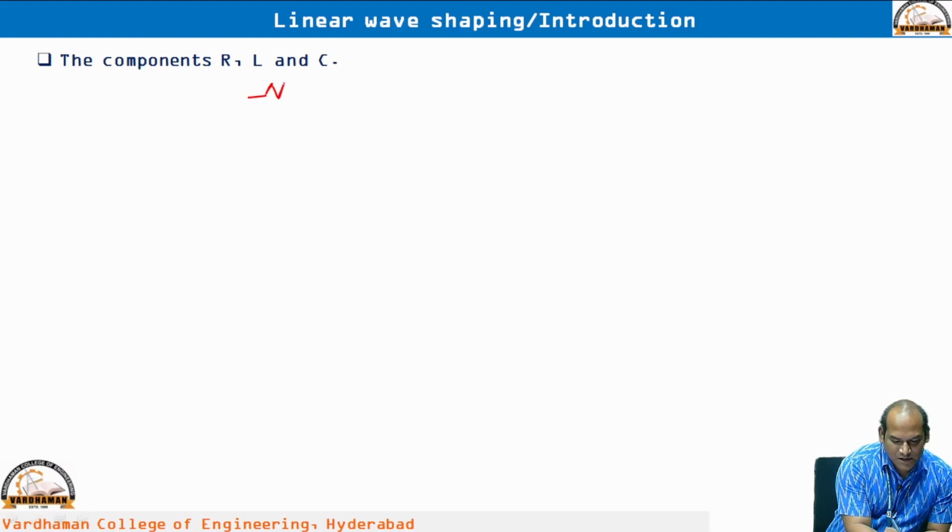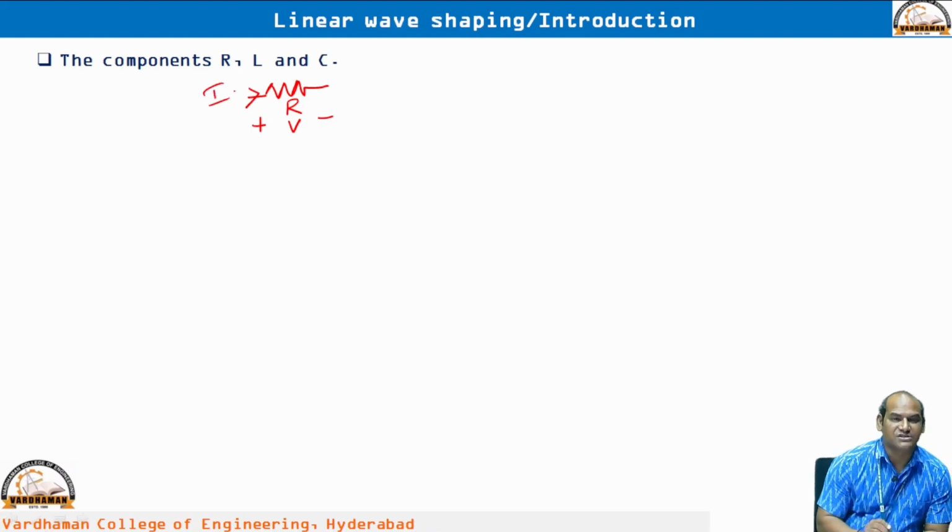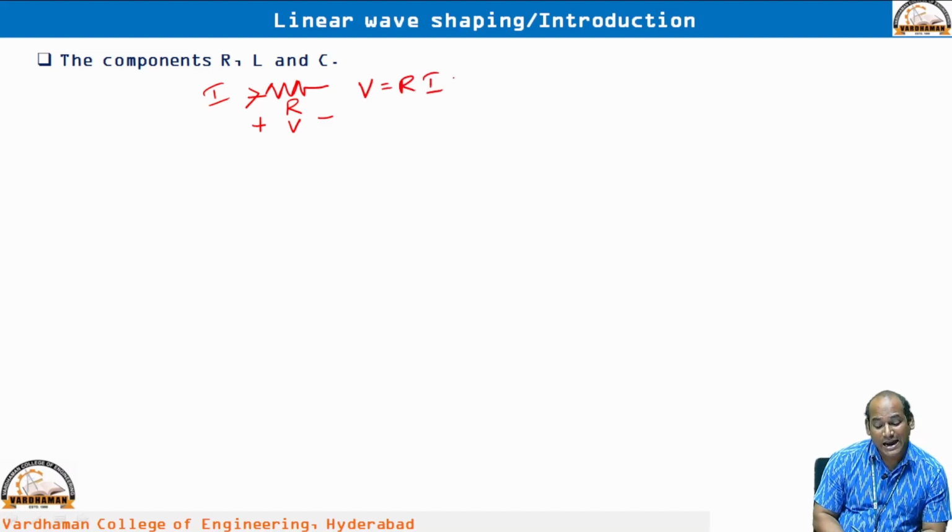The resistor circuit symbol is given like this. If you apply a certain amount of voltage across the resistor R, then the current I flows through the resistor, from higher potential to lower potential. The relation among voltage V, current I and resistor R is given by Ohm's law, that is V = R × I, which is similar to the linear equation y = mx.